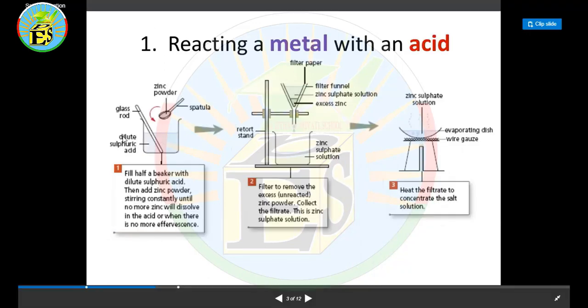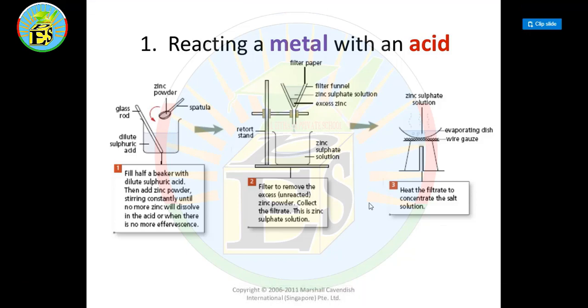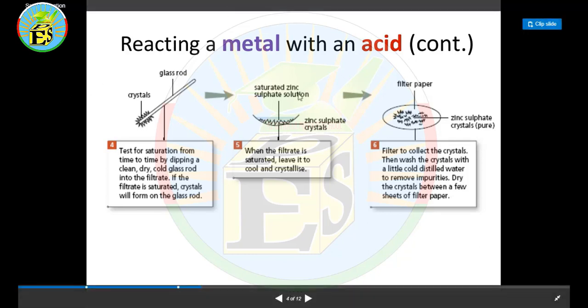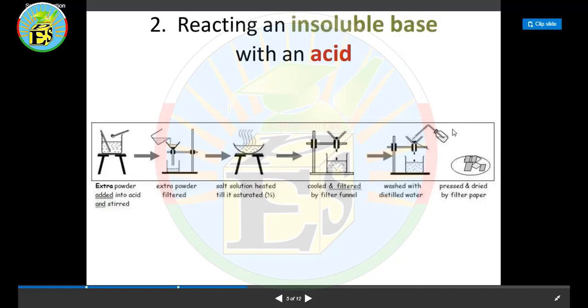Reacting a metal with an acid. Here is the pictorial representation of reaction of metal with an acid to produce a salt. You can read it by yourself. You can see reacting a metal. We took some zinc crystal and react it with sulfuric acid to produce zinc sulfate, which is a salt.